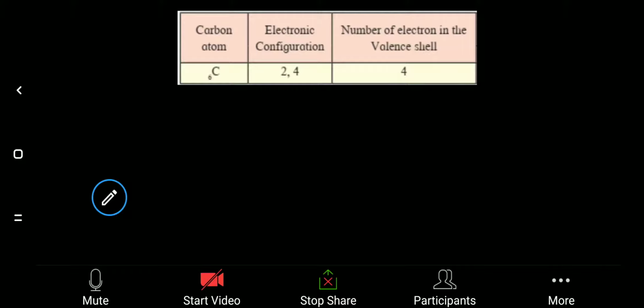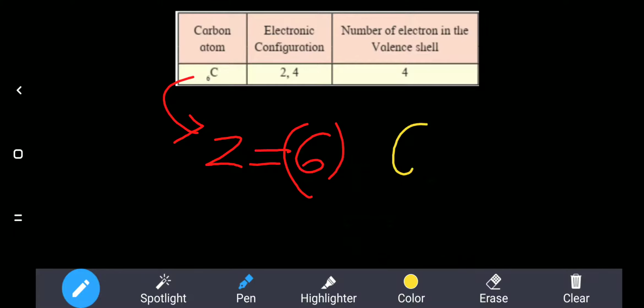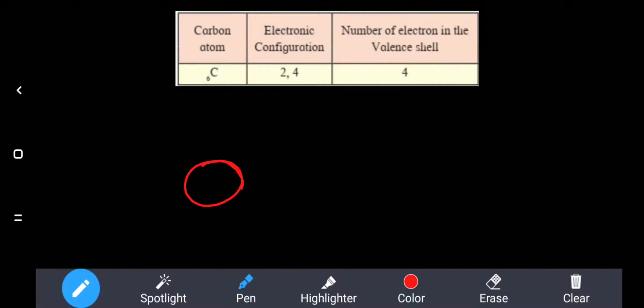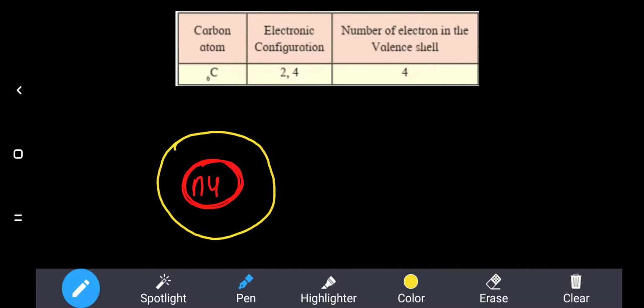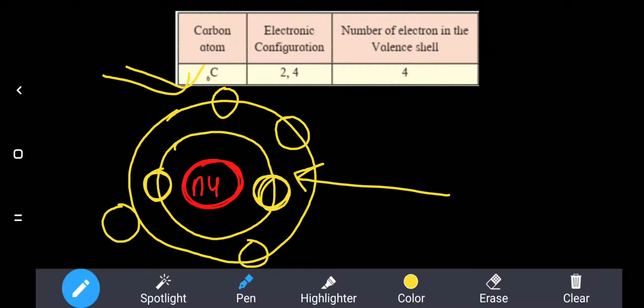Electronic configuration. When I say that the atomic number of carbon is 6, what do I mean by that? I mean that it has 6 electrons. If I try to draw the structure of carbon, we all know that there is a nucleus in the middle, and then electrons surrounding the nucleus. I have to draw 6 electrons: 1, 2, 3, 4, 5, and 6, because the capacity of the first shell is to hold only 2 electrons, and the capacity of the next shell is to hold 8 electrons.